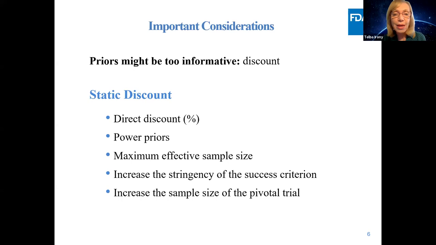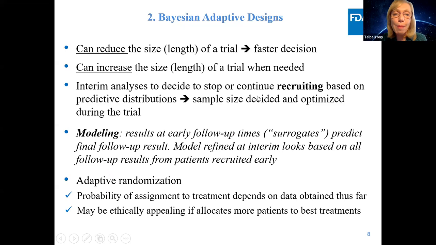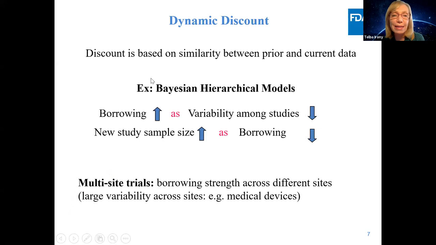You can use a direct discount, people like 50% just because five is a nice number, use power priors. You can increase the stringency of the success criteria, or you can increase the sample size of the pivotal trial. And people also use a dynamic discount for priors.